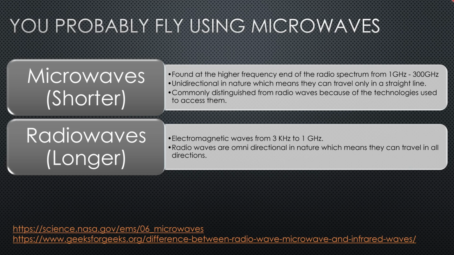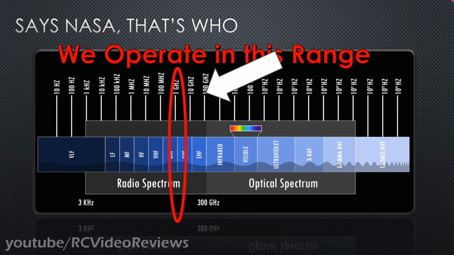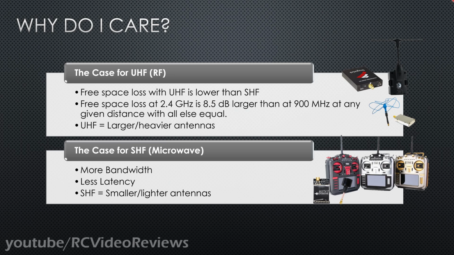You don't have to take my word for it though. Here's a nice little chart put out by NASA. They highlight the entire radio spectrum, and as you can see, I've highlighted the area where we operate in radio control, between about 433 megahertz and 5.8 gigahertz. So you might be asking yourself, John, why do I care about this?